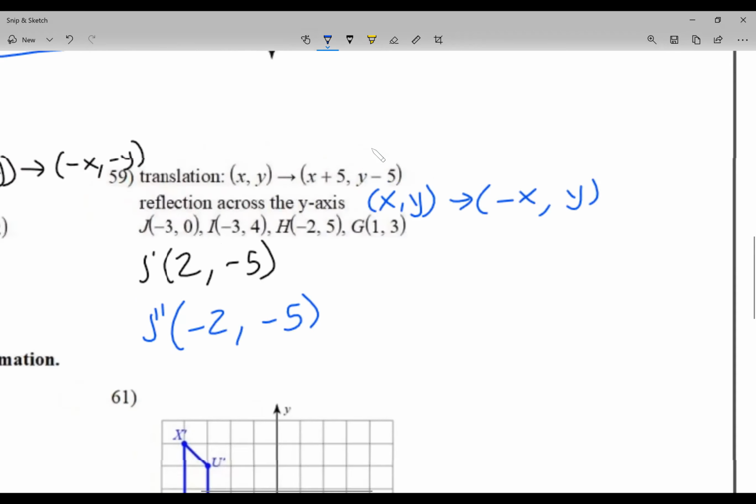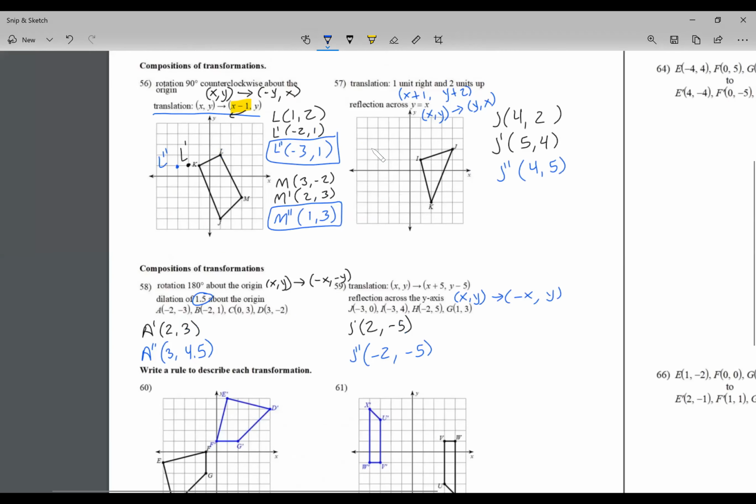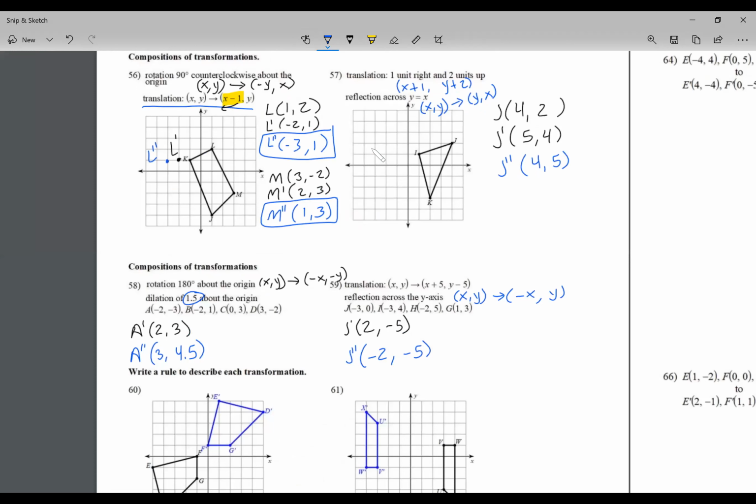Pretty simple, right? So you guys see on the questions, I'm going to ask for double primes. That means you guys are going to do 2 transformations.